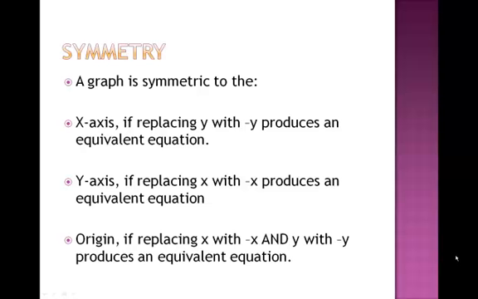Now with y-axis symmetry, in order to test that, you can replace x with negative x and then see if it produces an equivalent equation. And lastly, if you want to test if something is symmetric with respect to the origin, you replace both x and y with negative x and negative y, and then see if it produces an equivalent equation.